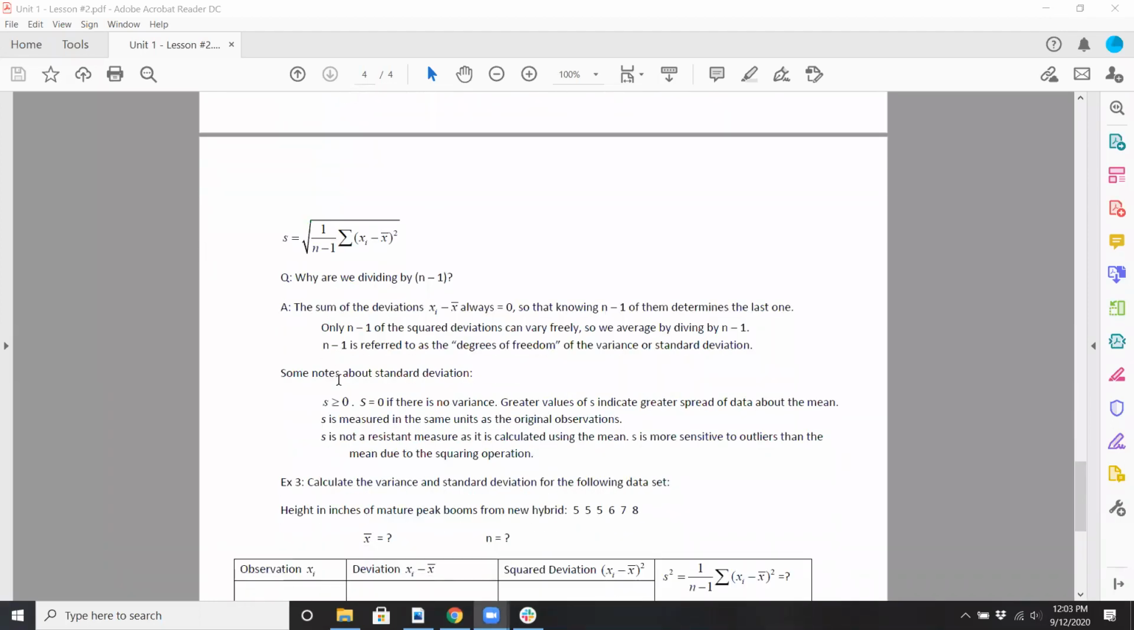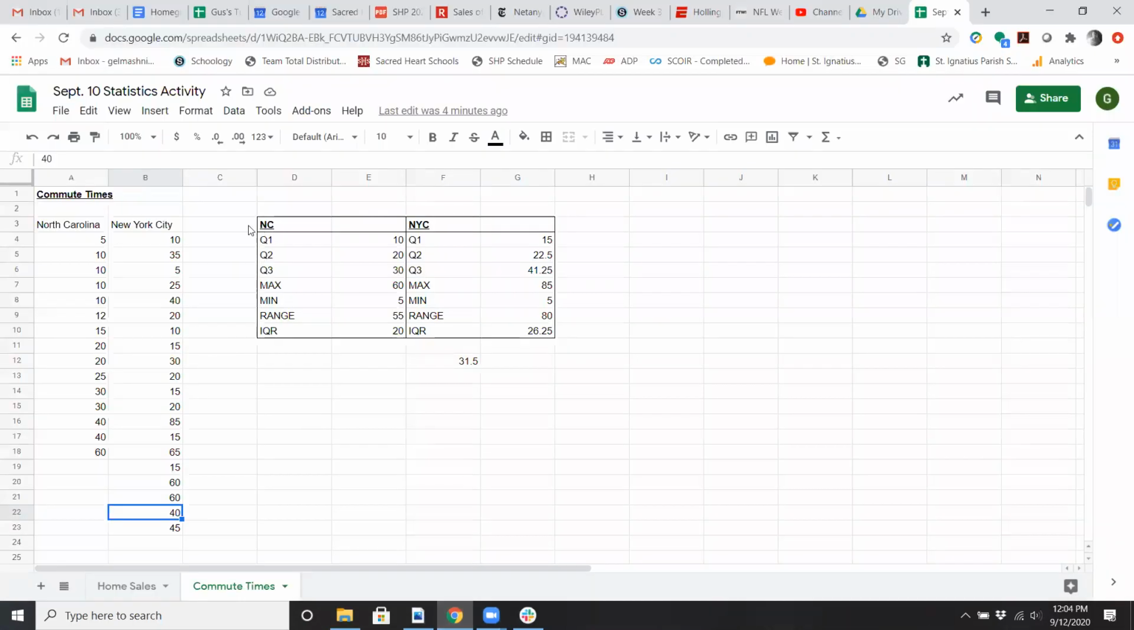Why are we dividing by n-1? That's an interesting question. The sum of the deviations, xi minus x bar, always equals 0, so knowing n-1 of them determines the last one. We do kind of expect that, right? If you just do xi minus x bar without squaring them. So actually, let's do this right here.